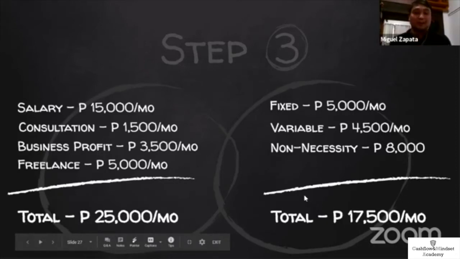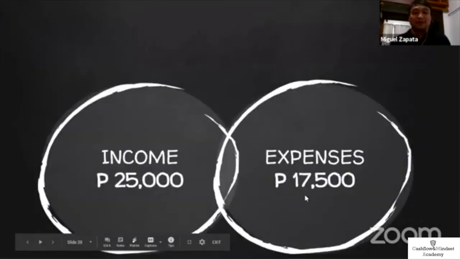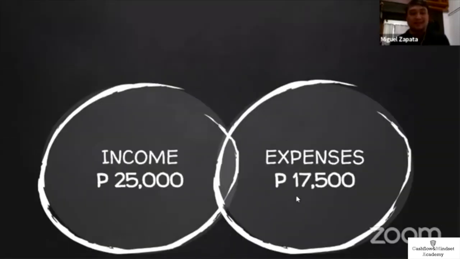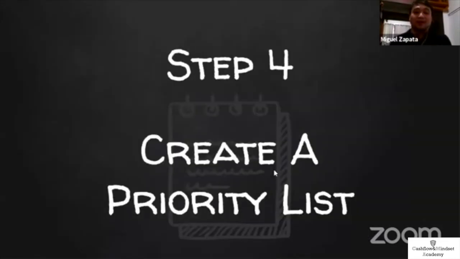So with that, I will be moving on to the next step. So that's income and expenses. I'll be moving to the next step, which is step number 4, creating a priority list. I actually created a priority sequence. You can also list this down.